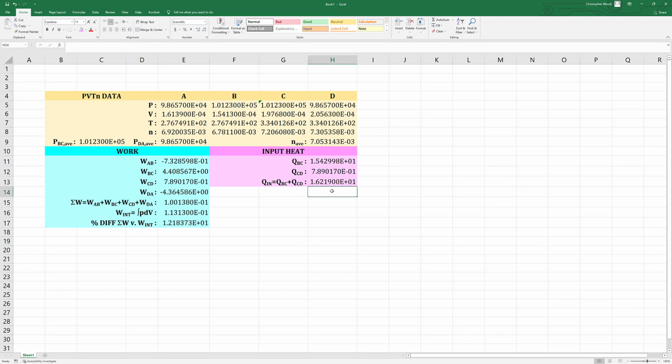Now let's calculate Carnot efficiency, C-A-R-N-O-T efficiency. Let's go ahead and merge this across these three cells the way you see me doing. Bold. Let's specify the formula for Carnot efficiency.